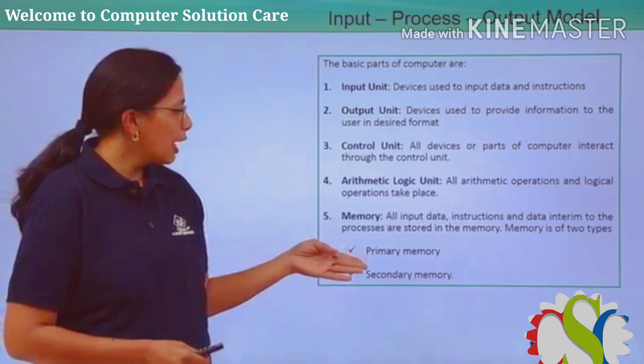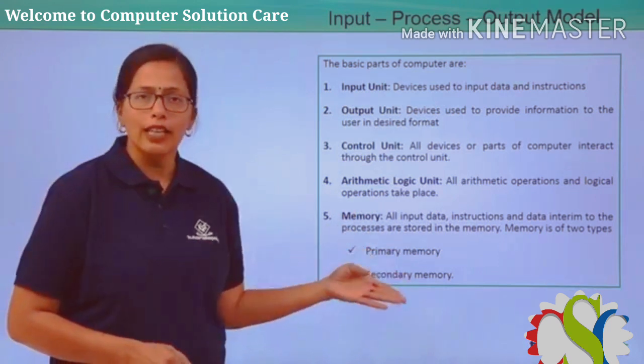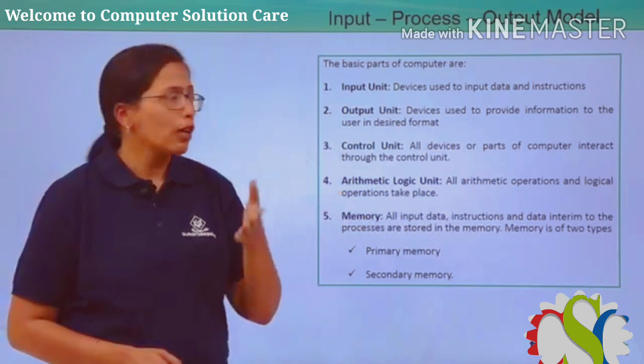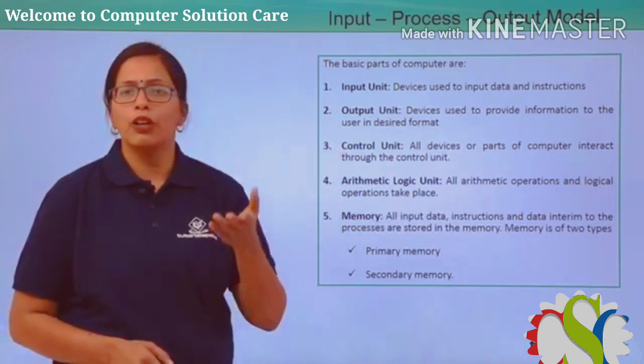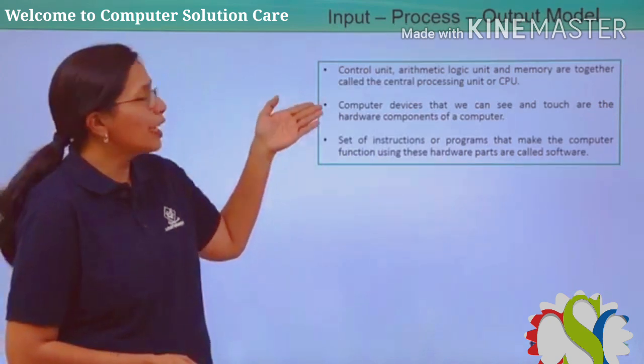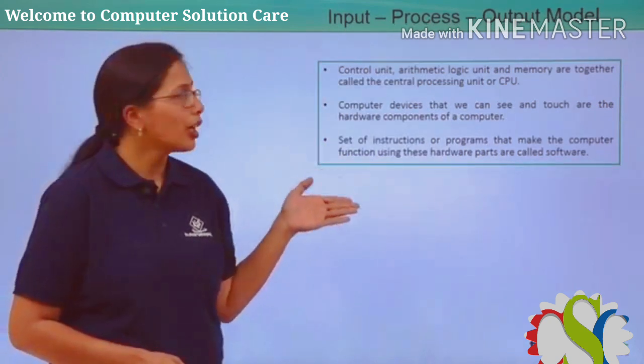The memory is of two types: primary memory and secondary memory. Input unit could be your keyboard or mouse. The output unit could be your printer or your monitor. These are some of the things that you should keep in mind about a computer.